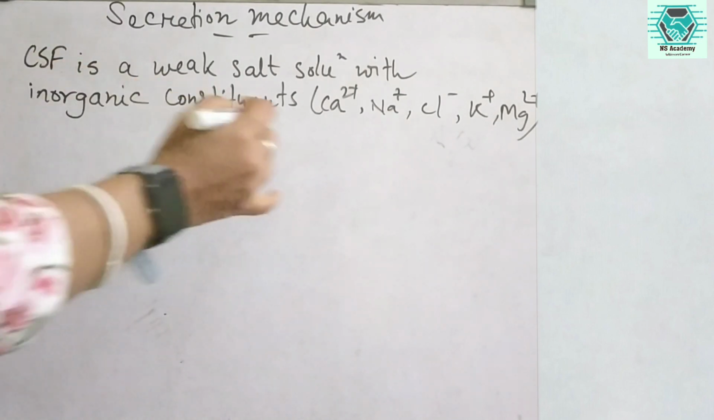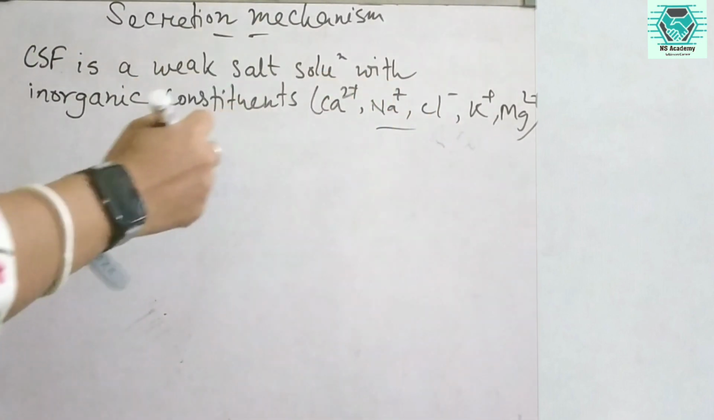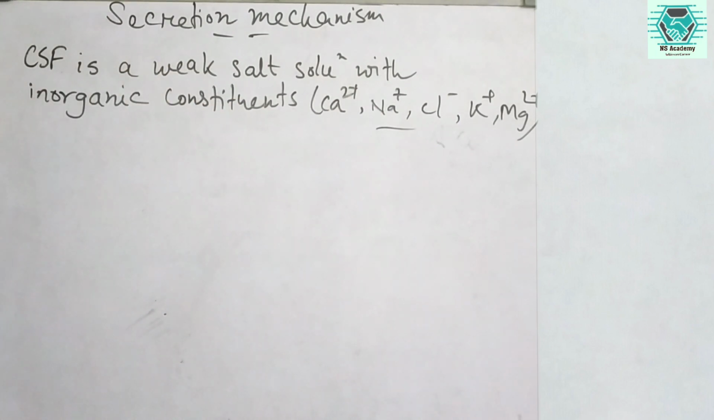These inorganic constituents are very common in plasma also, but the protein content is less in CSF than plasma, as well as the glucose content. CSF is normally a clear, bright fluid, and if it is cloudy or contains a raised level of protein or traces of blood, that is an indication that you have an infection in the brain.